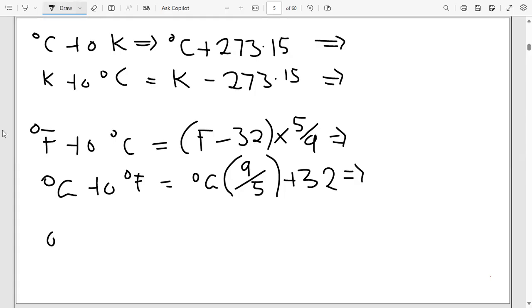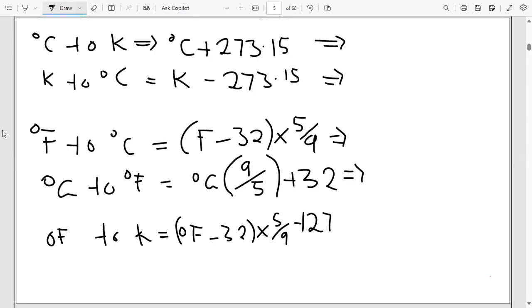Then, if you want to convert from degree Fahrenheit to Kelvin, what are you going to do? You're going to say your temperature in degree Fahrenheit minus 32, multiplied by 5 over 9, plus 273.15.